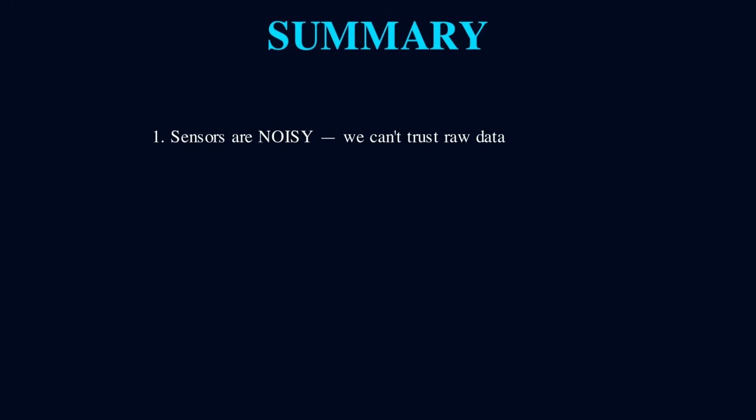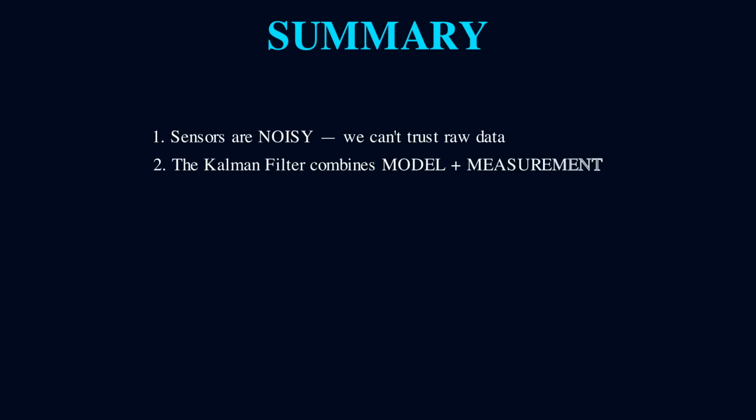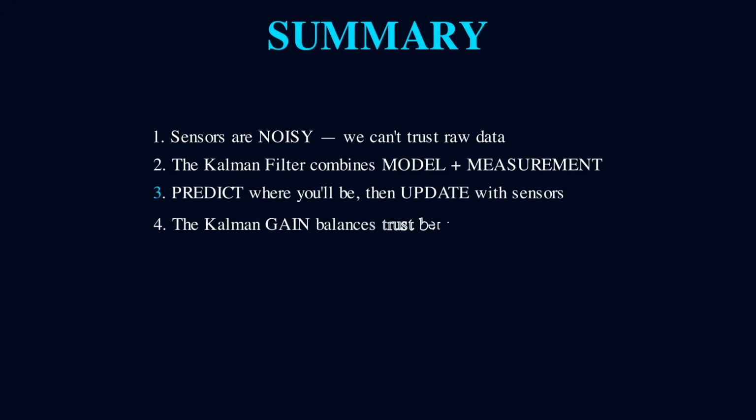Let's recap the key ideas. First, sensors are noisy. We can never fully trust raw data. Second, the Kalman filter combines a mathematical model with real measurements. Third, the cycle is simple: predict where you'll be, then update with sensor data. Fourth, the Kalman gain automatically balances trust between model and sensor. And fifth, the estimate converges to the true state over time.